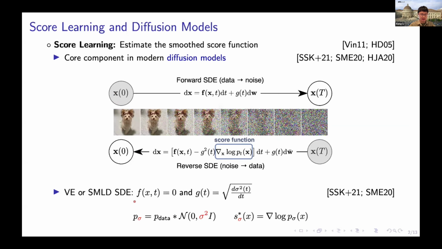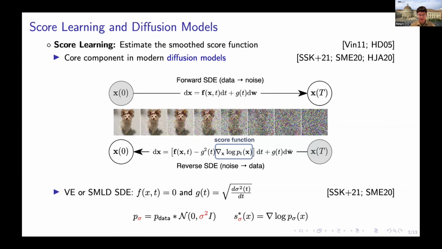So here I dropped the t. Actually, here the sigma should be sigma t. I dropped the t for simplicity. So at time t, we have distribution p sigma, which is the convolution of p data and some Gaussian noise. This is a simple setting, maybe the simplest setting in diffusion models, and it has a corresponding score function as the gradient of log p sigma. Our goal in this talk is to study what the behavior is as t goes to zero.